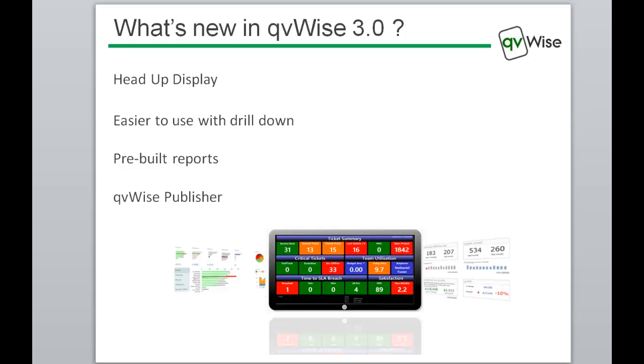Welcome to what's new in qvWise 3. In version 3 we've added a head-up display, we've made qvWise easier to use, we've added some pre-built reports, and finally we've added the qvWise publisher, which can be used to automatically reload data from your ConnectWise server as well as distribute PDF reports to your users.